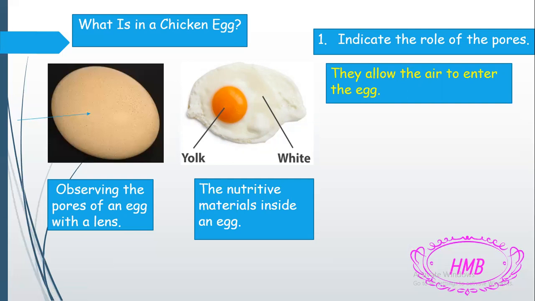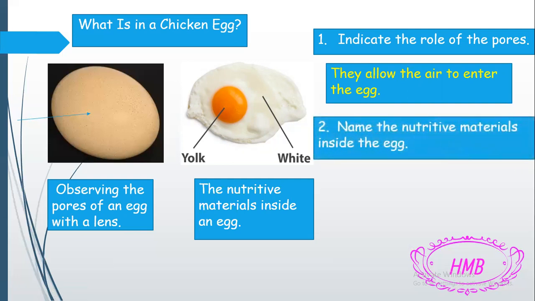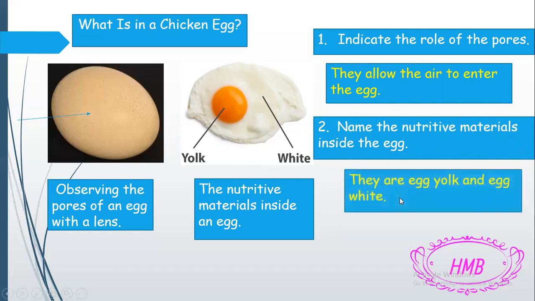Now the question is, pick out, according to this picture, name the nutritive materials inside the egg. Name them, so we will pick them from the picture. They are egg yolk, which is the yellow part of the egg, and the egg white, which is, as you can see, the white color.